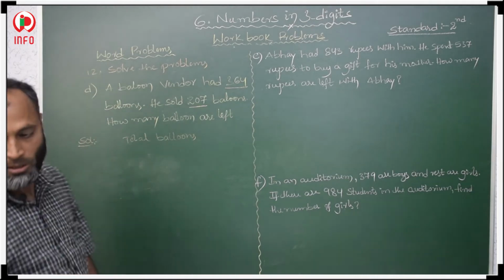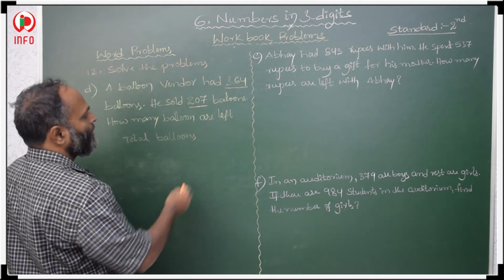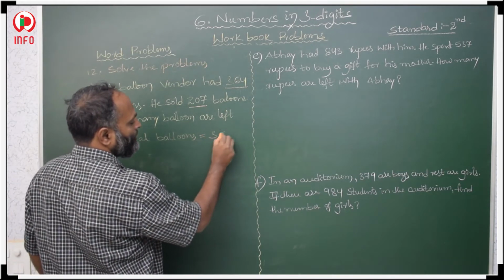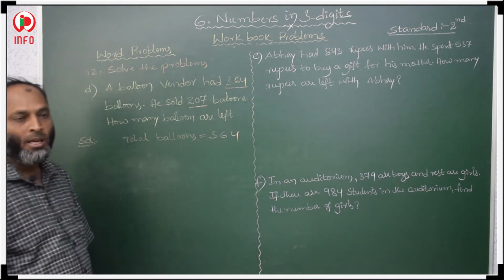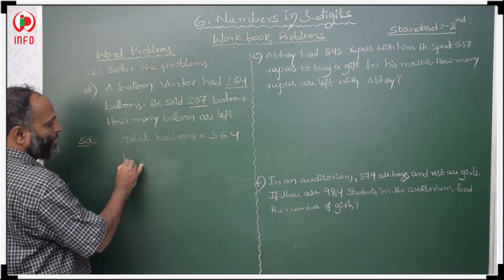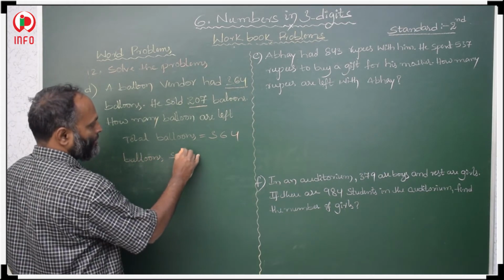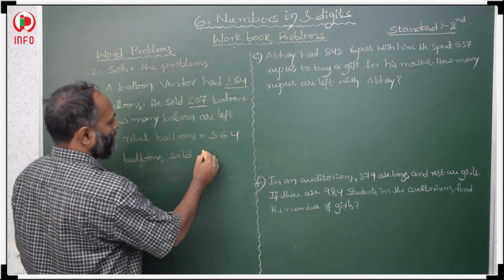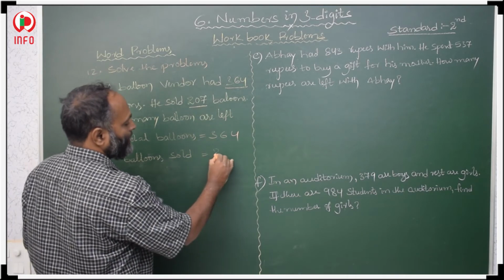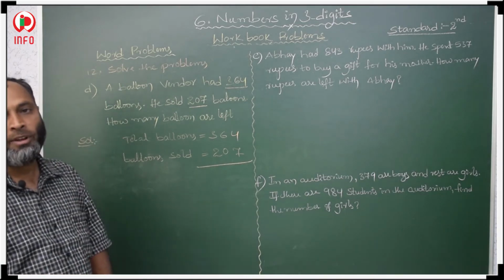Total balloons. How many balloons are there? 364. Out of these total balloons, how many did he sell? Balloons sold: 207. So this many balloons are sold. Then how many are left, he is asking.